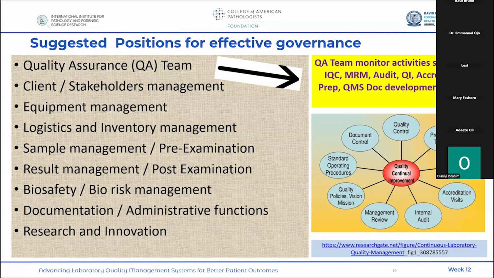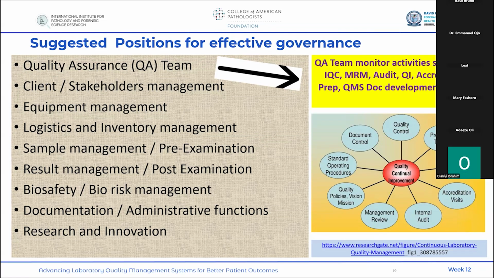And of course, will prepare the lab for accreditation. They will also look at development of essential or required quality management system documents and review of these documents at the appropriate time.